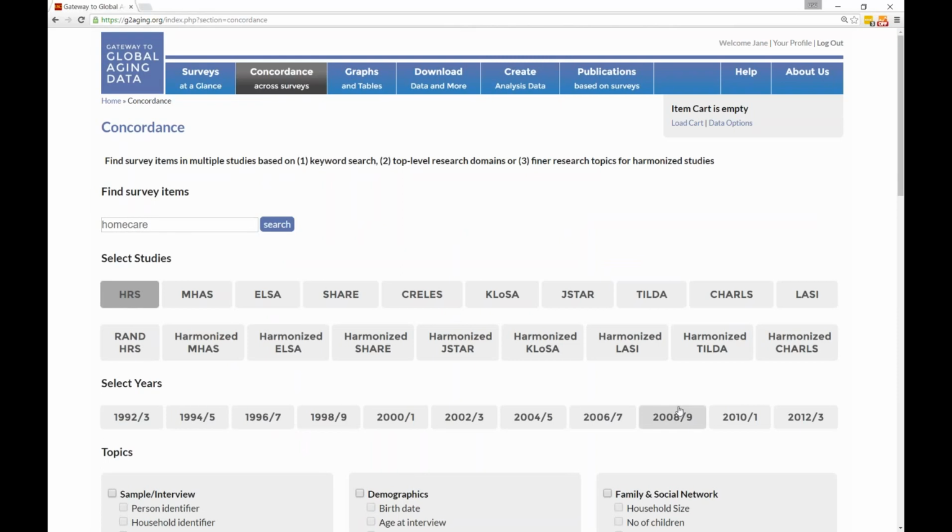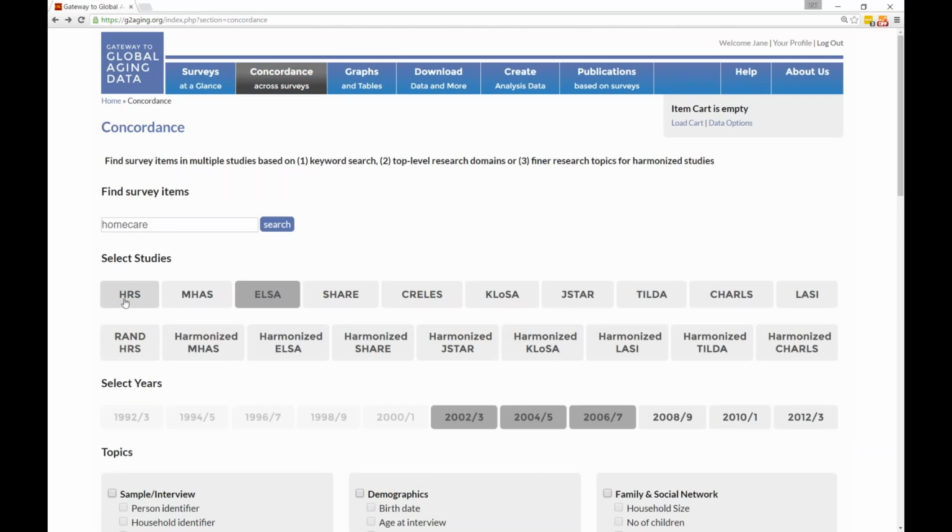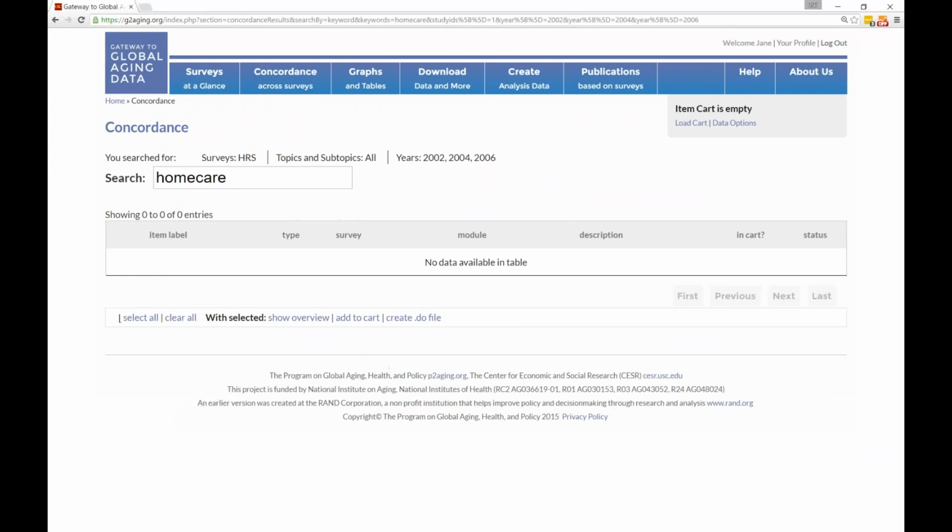And let's look for, maybe let's just say HRS. You can select which year of the HRS. Also, if you wanted to select a different study, let's say ELSA, as soon as you selected ELSA, you would see that the years that ELSA is available would come online like this. So let's say ELSA 2002, 2004, 2006 waves. Let's search for home care. And see, we don't get anything there. Let's try for the same years in the HRS.